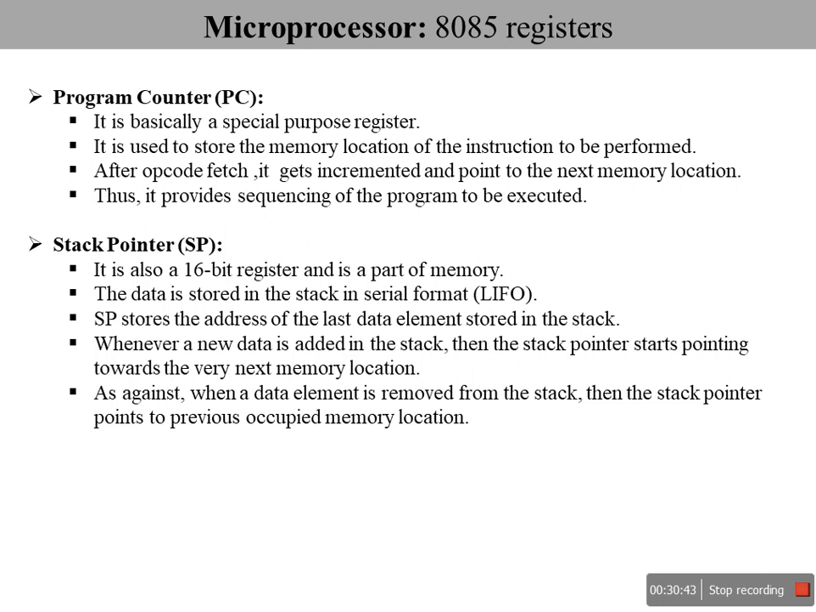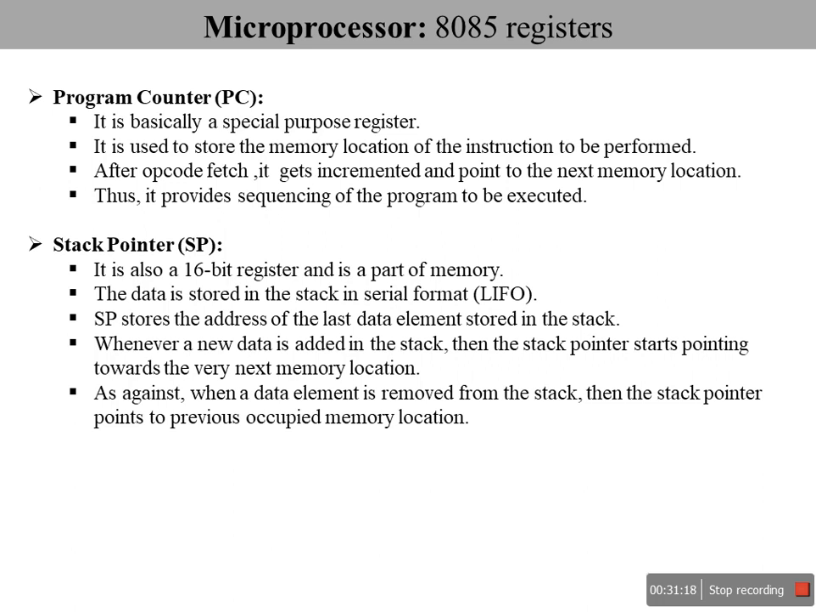Then we have the stack pointer. It is also a 16-bit wide register, pointing to a part of memory. The data is stored in the stack in serial format, last in first out. So a dedicated part of memory can be reserved as stack memory. It has its own functionality, which we'll discuss a little later. But here, that part of memory will be pointed to by the stack pointer register. It points to the top of the stack. The stack pointer stores the address of the last data element stored in the stack.